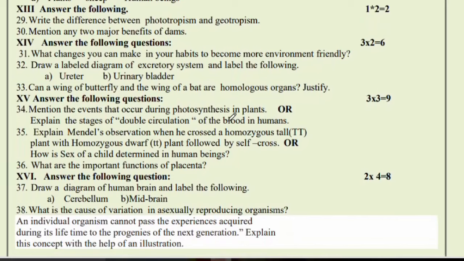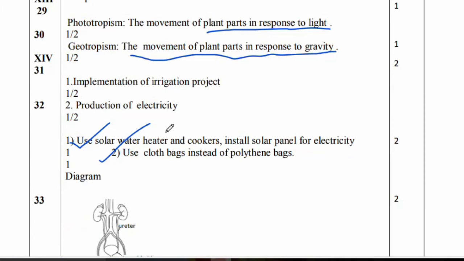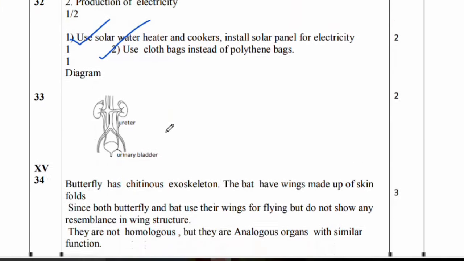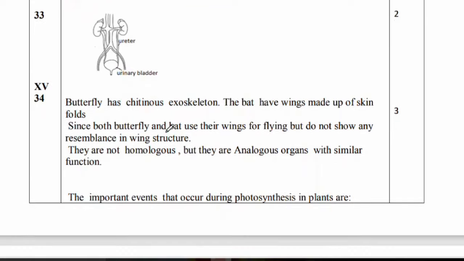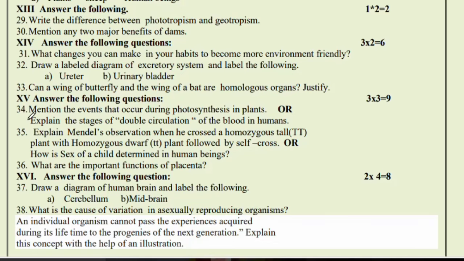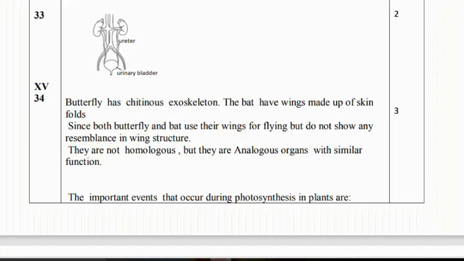They have asked for the urethra and urinary bladder. So this is the diagram. Practice it. Next, question number 34. Here you will have 3 marks questions. Mention the events that occur during photosynthesis in plants, or explain the stages of double circulation in the blood.